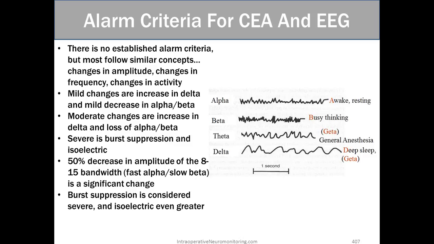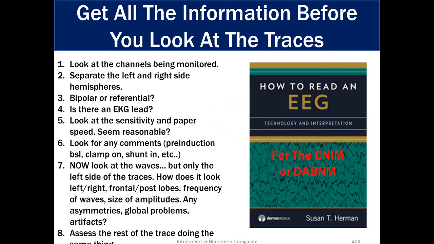this is your mild changes. Moderate changes are an increase in delta and a loss of alpha beta. Severe is burst suppression and isoelectric. A 50% decrease in amplitude of the 8 to 15 bandwidth, the fast alpha, slow beta bandwidth, is a significant change as well. Burst suppression is considered severe, and isoelectric even more severe. So these are different criteria that are given. This is the one that's borderline, these mild slowing changes. And then we'll see in a second how you would handle that.